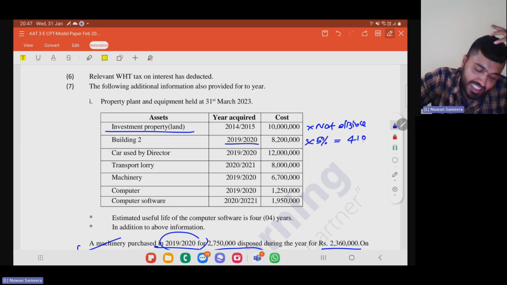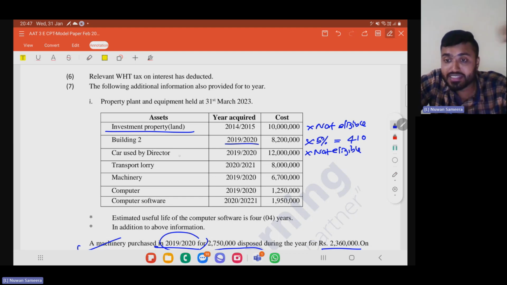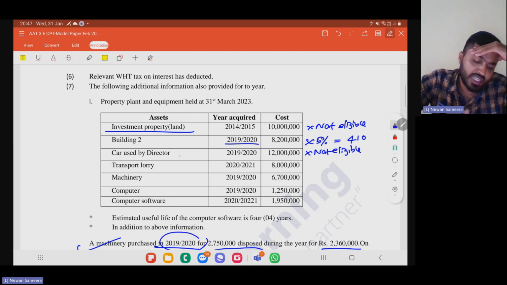So the car used by the director is not eligible. Why? Because that is not a depreciable asset. The car used by the director is not for the purpose of the business. That means it is traveling. Therefore, it will not contribute to the production of business income. Therefore, it is not a depreciable asset.